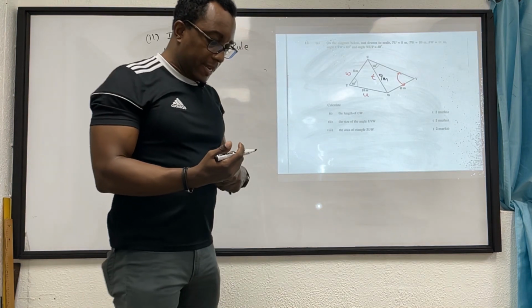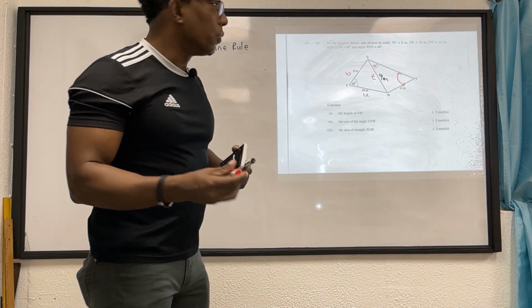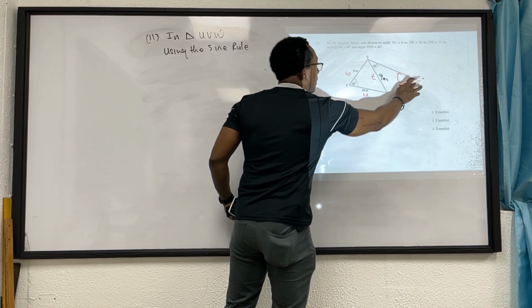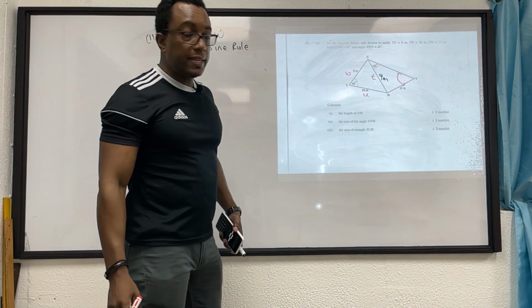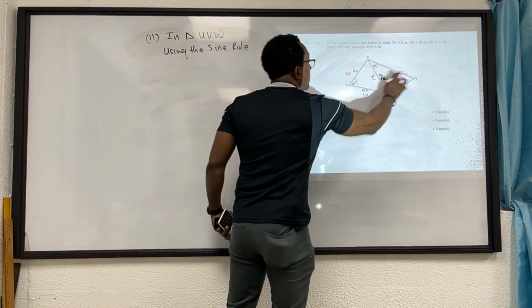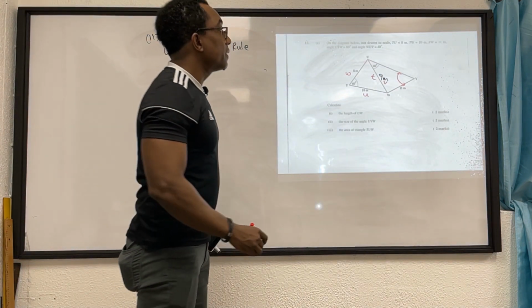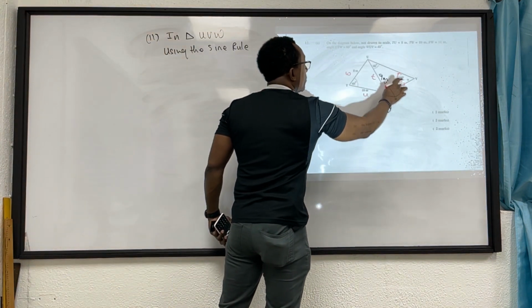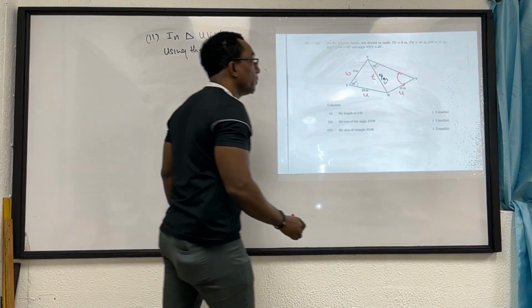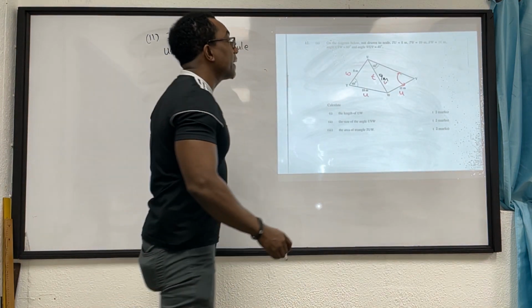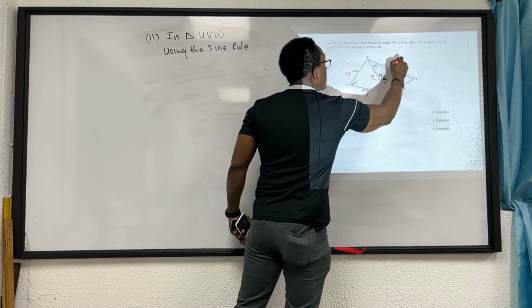We begin by labeling the sides. So if this is vertex V, the side opposite to vertex V will be lowercase v. If this is vertex U, the side opposite will be lowercase u. If this is vertex W, the side opposite will be lowercase w.